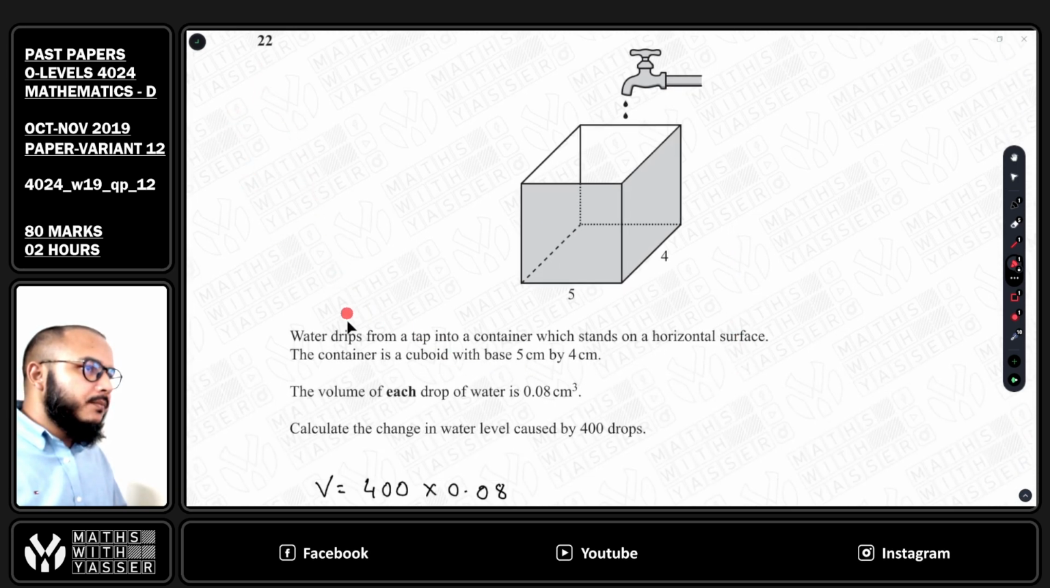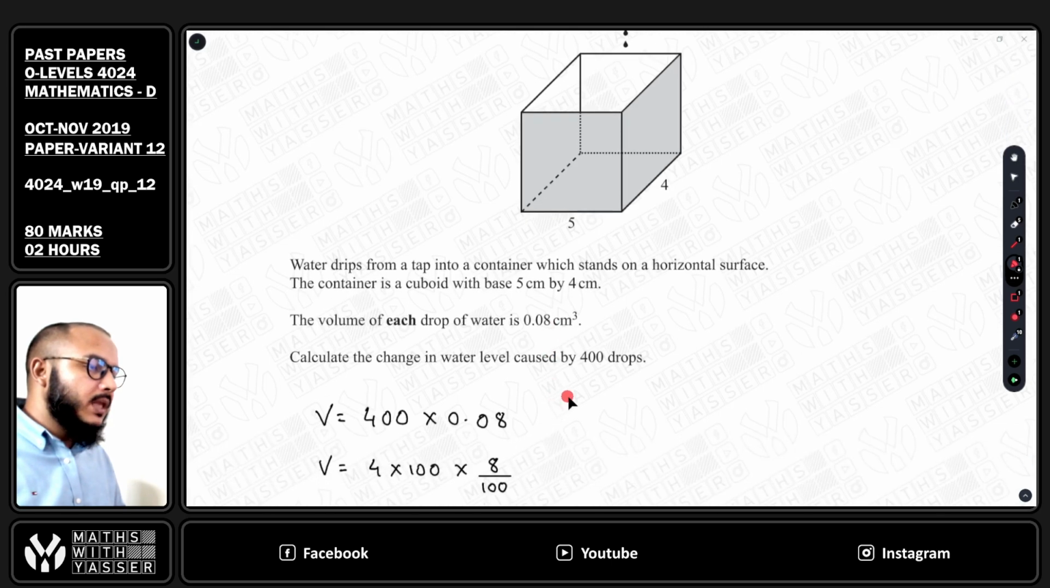Question number 22. Water drips from a tap into a container which stands on a horizontal surface. The container is a cuboid with base 5 cm by 4 cm. The volume of each drop of water is 0.08 centimeter cube. Calculate the change in water level caused by 400 of such drops. Since the volume of one drop is provided, the volume of 400 drops should be 400 times 0.08.